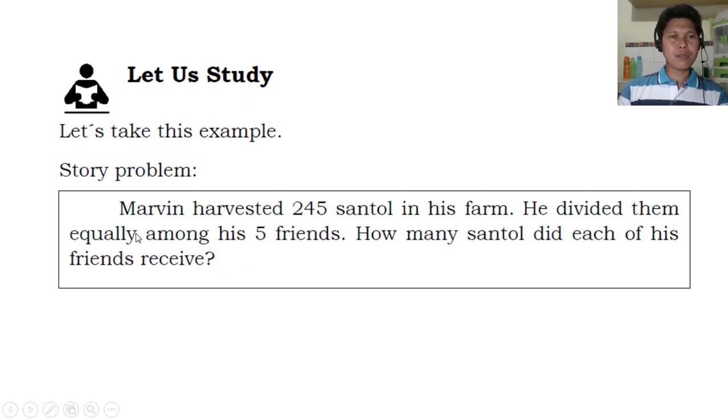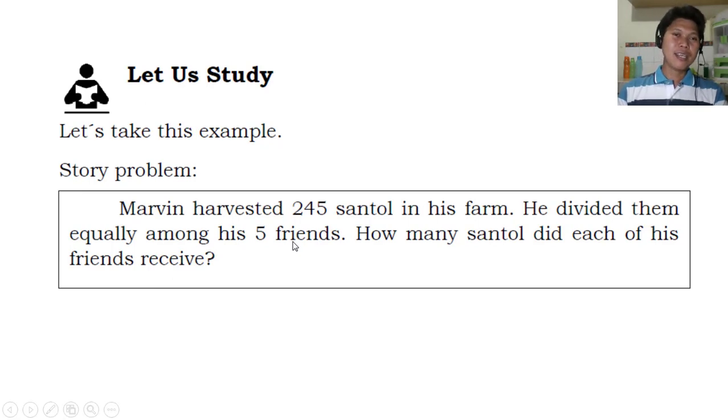Let's take this example, which is story problem. Marvin harvested 245 santol in his farm. He divided them equally among his friends. How many santol did each of his friends receive? Okay, so alam nyo ba yung prutas na santol? Okay, so nakaharvest siya ng 245 noon. Tapos, dinivide equally daw niya among his 5 friends.